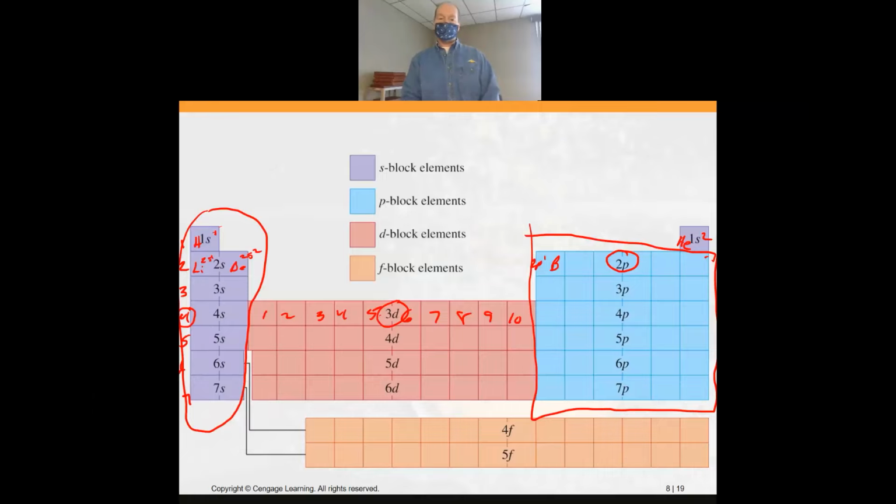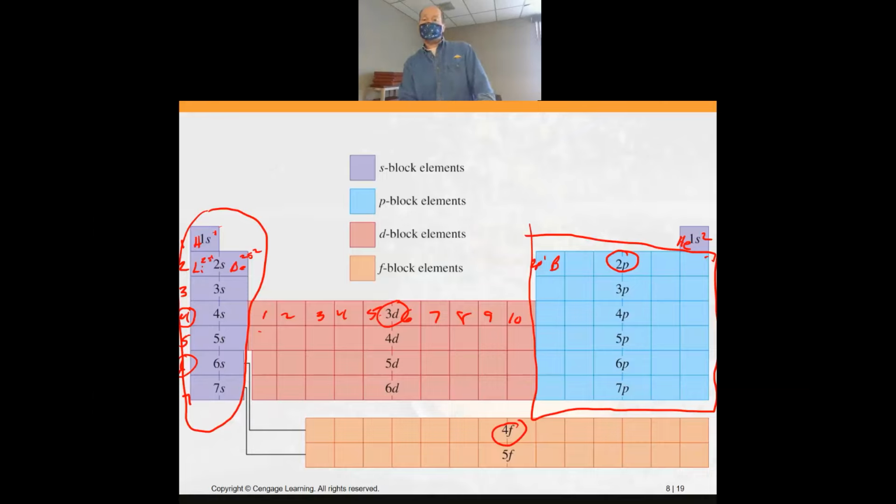D starts at 3. All right, and when you go down to the F's, F starts at 4. So S starts at 1, P starts at 2, D starts at 3, F starts at 4. So that is the 4F. All right, but the 4F doesn't come in until period number 6. All right, so the period number only lines up for the S's and the P's.